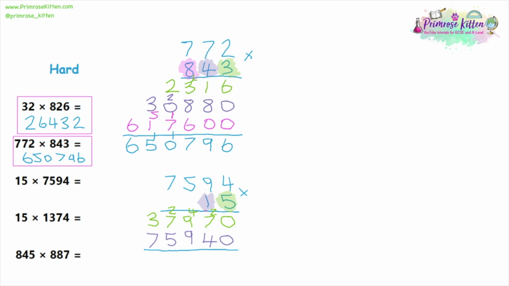The last step is to add this up, so 0 plus 0 is 0. 7 plus 4 is 11, carry the 1. 9 plus 9 is 18, plus the 1 we carried is 19. Then 7 plus 5 is 12, plus 1 we carried is 13. Then 3 plus 7 is 10, plus the 1 we carried is 11, carrying the 1. That gives us a final answer of 113,910.